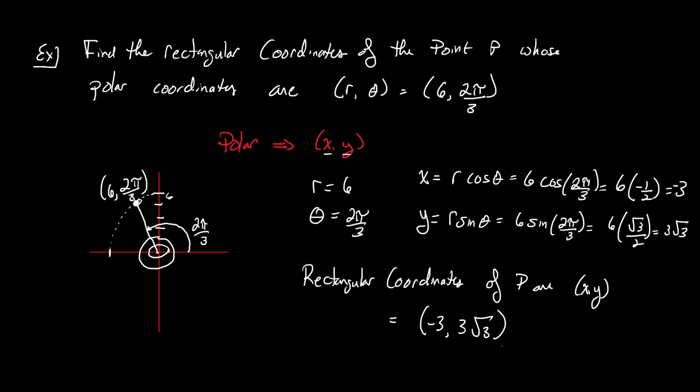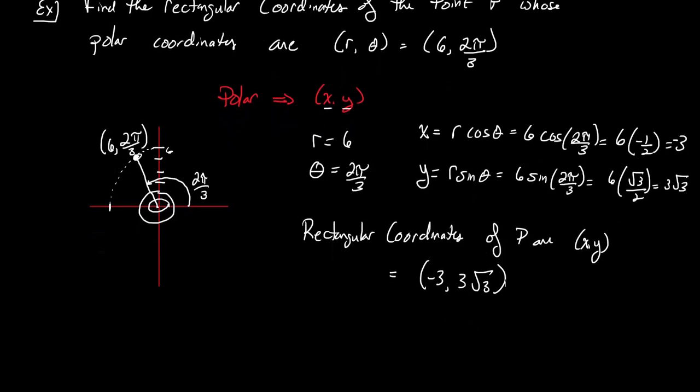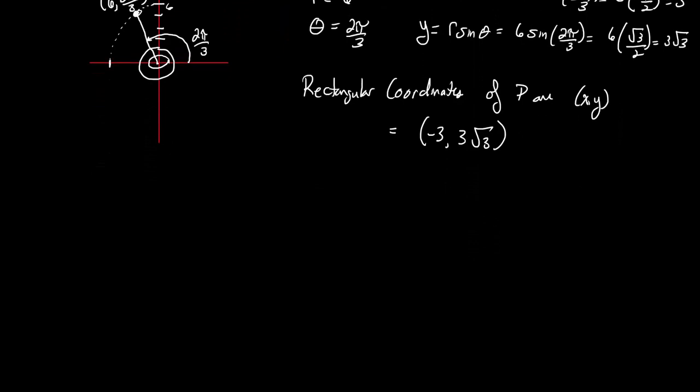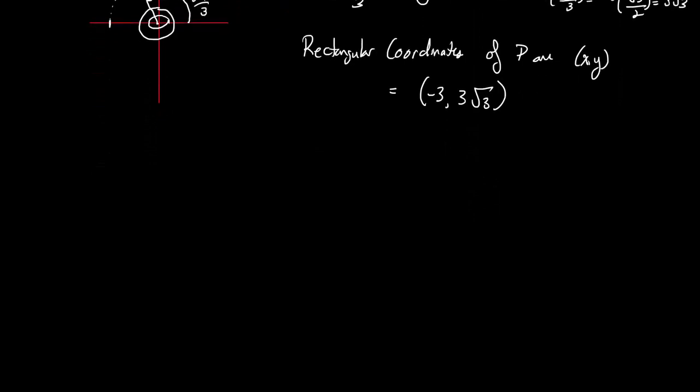I think this is very easy, very plug and chug, nothing too complicated. So hopefully we're really enjoying this and not finding this too complex. So let's go ahead and try another one. Let's go from rectangular coordinates and calculate polar coordinates. So let's go the opposite way.